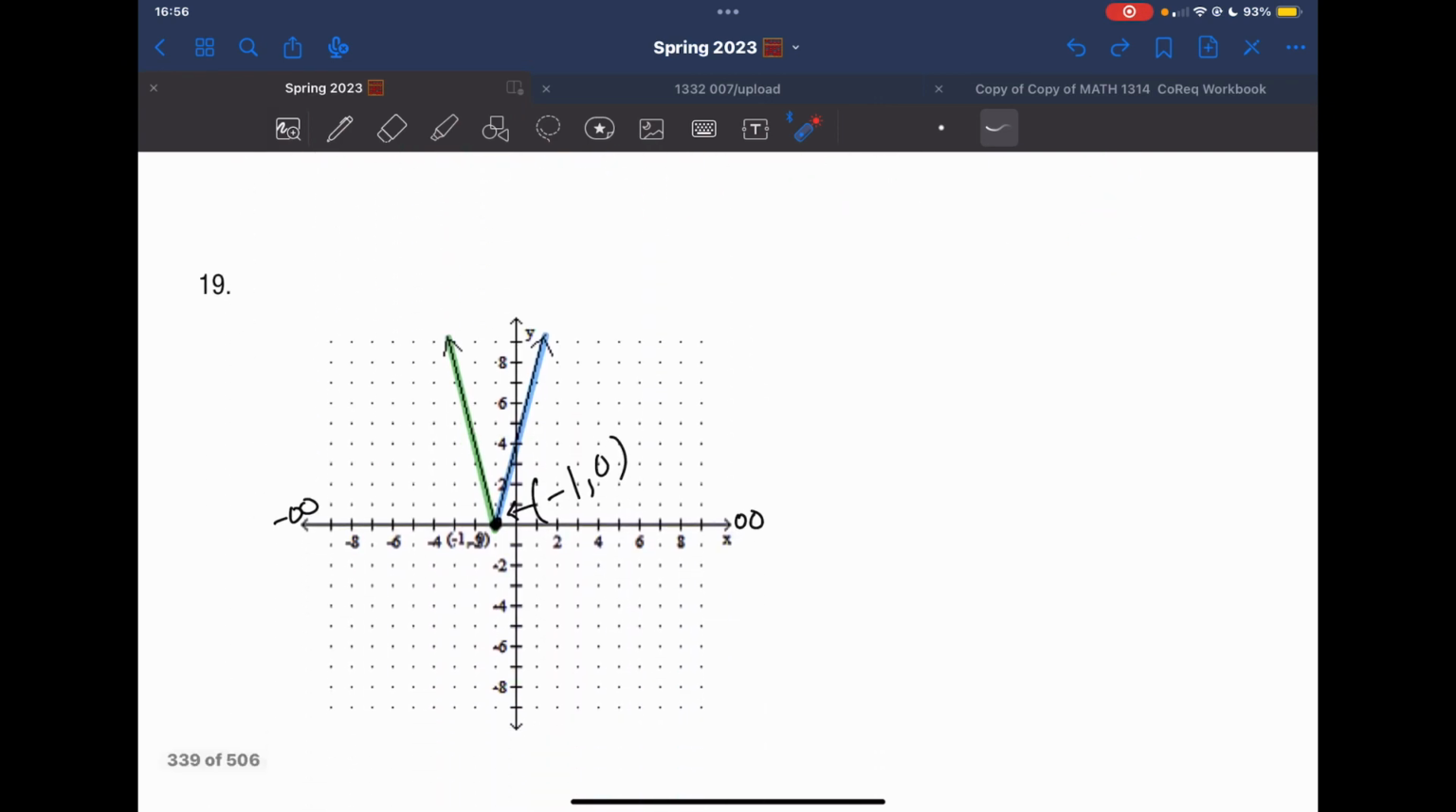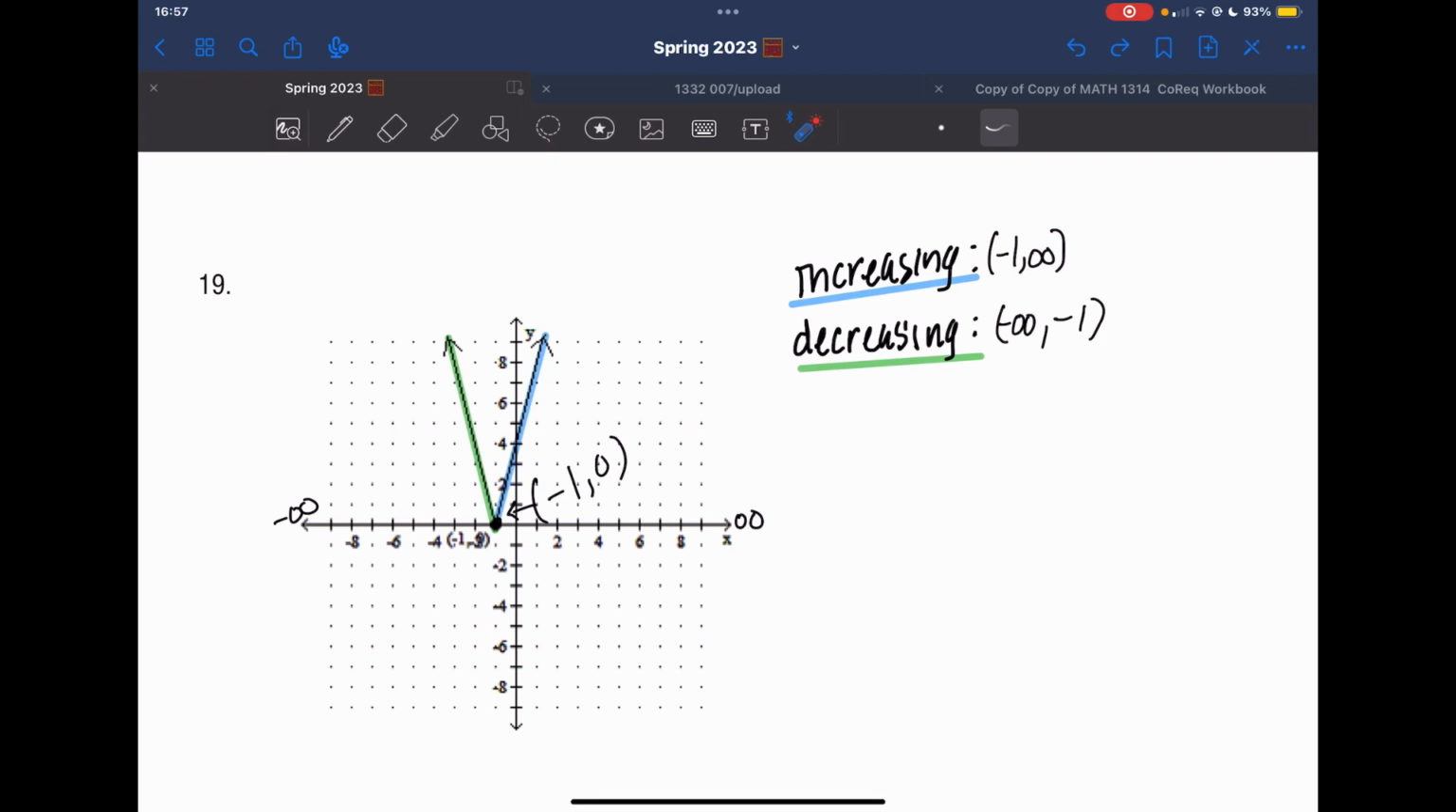And number 19, we have decreasing, and then we have increasing. So it's increasing from -1 to infinity, and then decreasing from -infinity to -1.